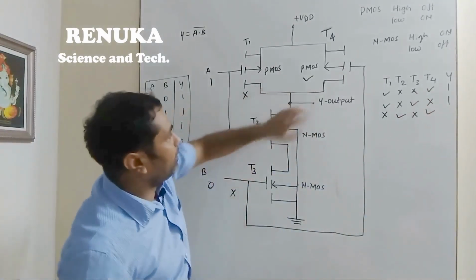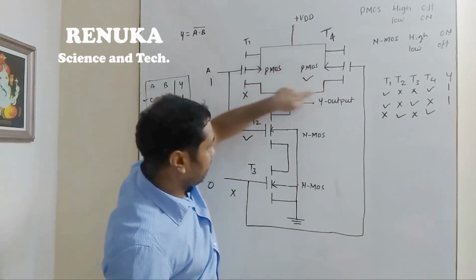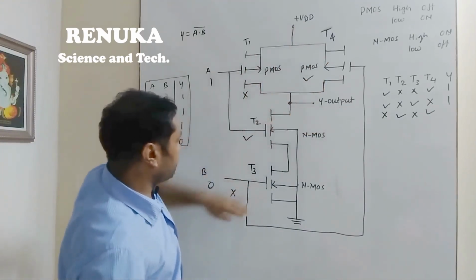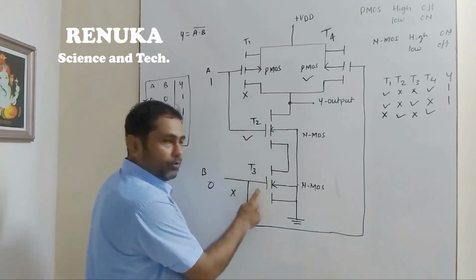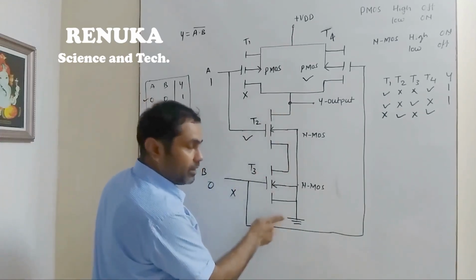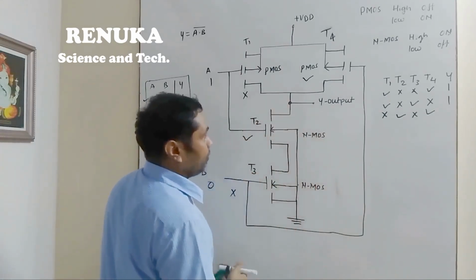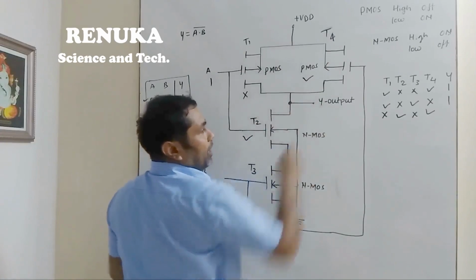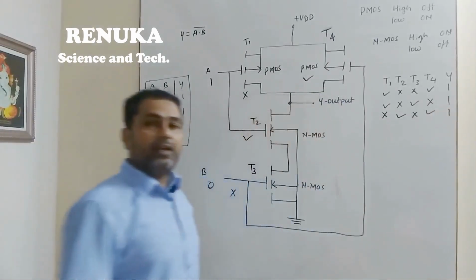Now, from the parallel connection, this switch is off and this switch is on. So the current can easily pass through it. It will be obtained at the Y output. From the series connection, you can see this switch is on, but this switch is off. So current cannot pass towards the ground. So this series circuit is off. So at the output, current is obtained. That is why output will be high in this condition. So we are getting high at the output.